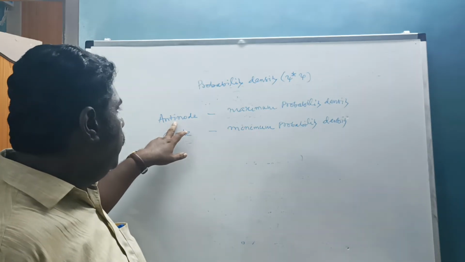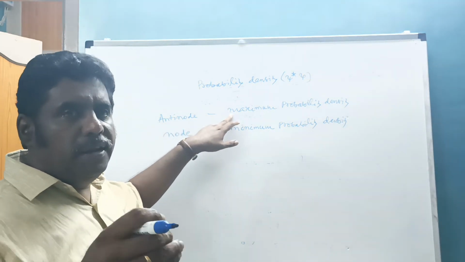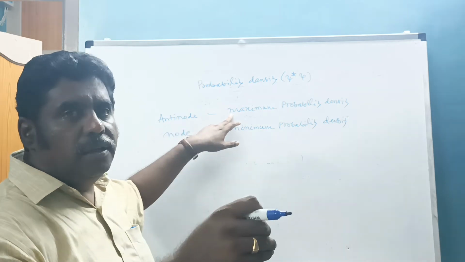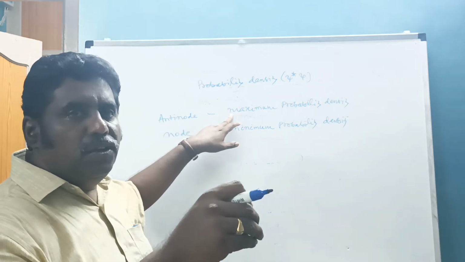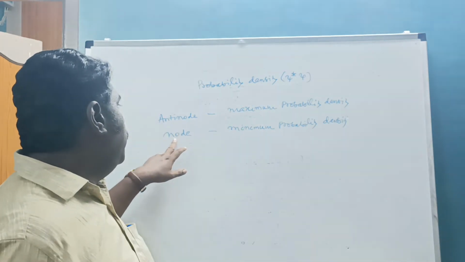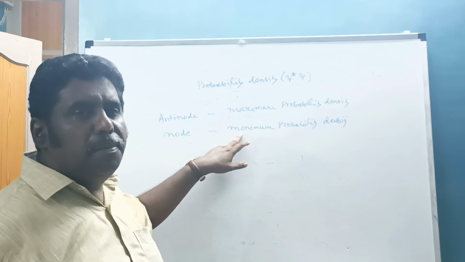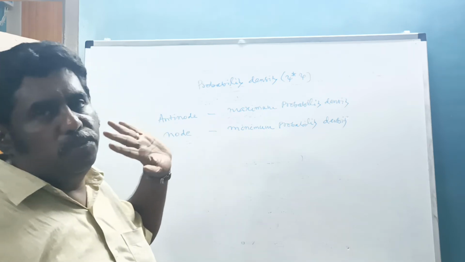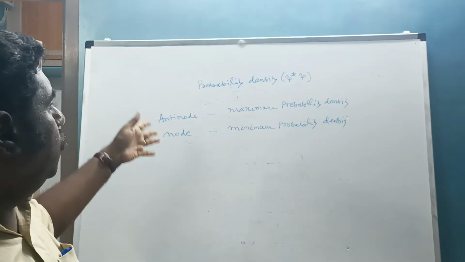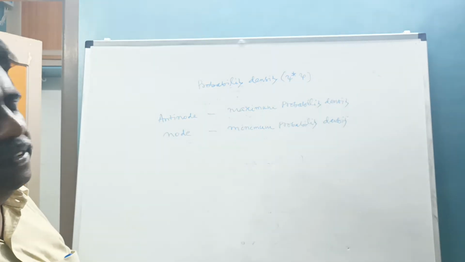Antinode is a point at which we are expecting maximum probability density. That means the particle is likely to be present at that point. If a point is specified as antinode, the particle is compulsorily present at that point. If a point is specified as a node, the probability of expecting the particle at that point is almost 0. This is the meaning for antinode and node in terms of probability density.